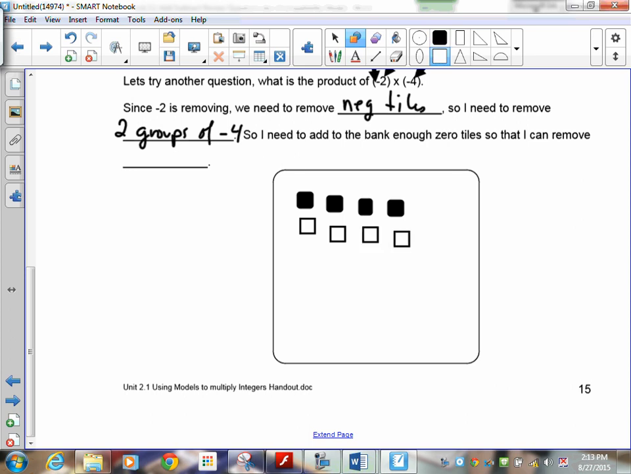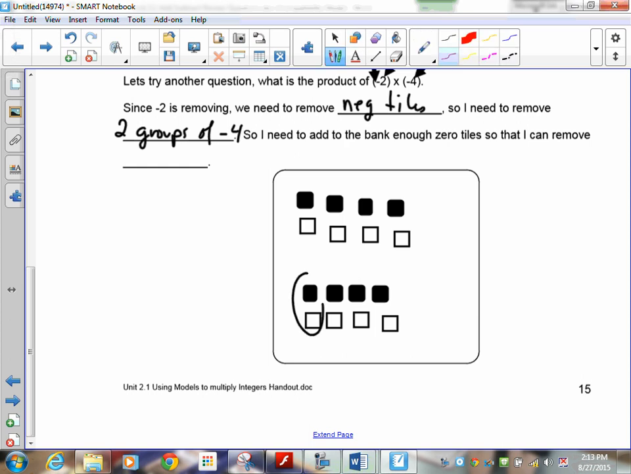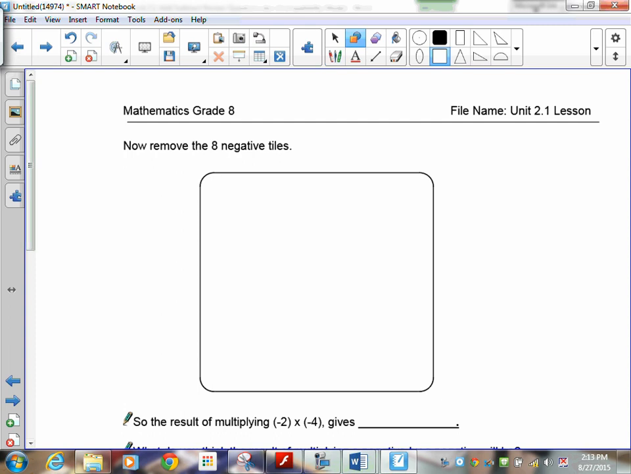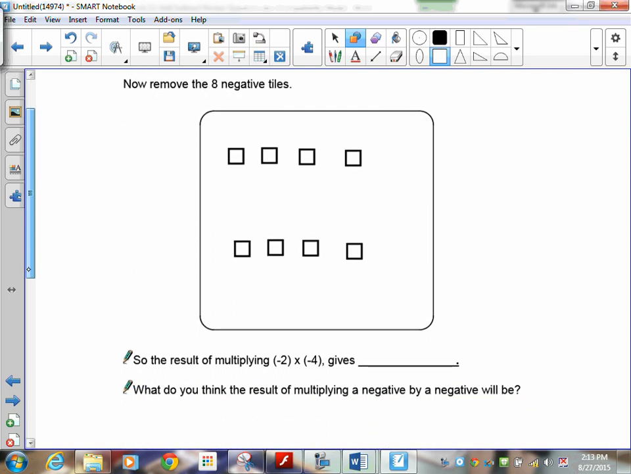You see one group of negative 4 there, right? Now I have to take out two of these. So I'm going to grab my next group. Now, I put enough zeros in there. Remember that this is a zero here. Okay. I put enough zeros in there that I now have two groups of negative 4 which can be removed. So, after it's removed, this is what's going to be left. The 8 negatives are gone. That means my answer is positive 8.